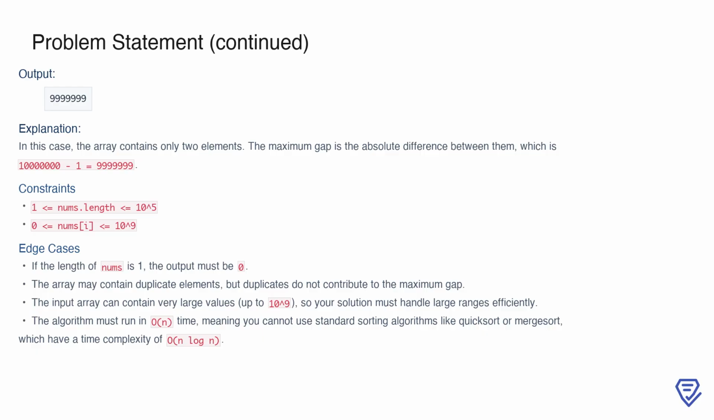Looking at the constraints, the array can have up to 10^5 elements, and the solution must run in O(n) time. It's also important to consider edge cases, such as arrays with only one element, arrays containing duplicate numbers, or arrays with a wide range of values. These constraints mean you'll need to design your algorithm carefully to ensure it's both correct and efficient.